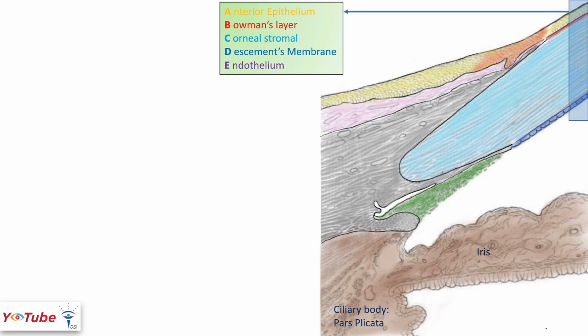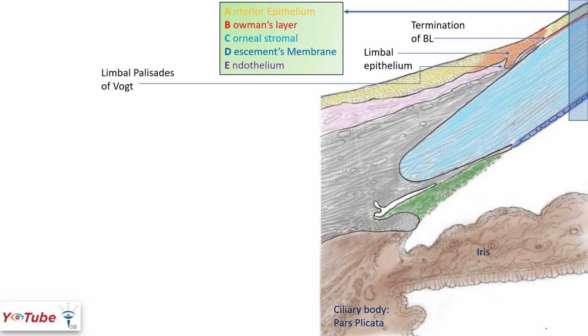In this diagram, the Bowman's layer is shaded as a red line behind the corneal epithelium. The first landmark to see is the termination of the Bowman's layer, and that is also the point at which the corneal epithelium changes into the limbal epithelium. Now the limbal epithelium is shown here in orange, and you can see a crypt-like depression of the limbal epithelium. This is where the limbal stem cells reside, and this is also the source for the corneal epithelial cells in the corneal epithelial regenerative process. These limbal epithelial crypts are called the palisades of Vogt. I'll discuss more on these palisades later.